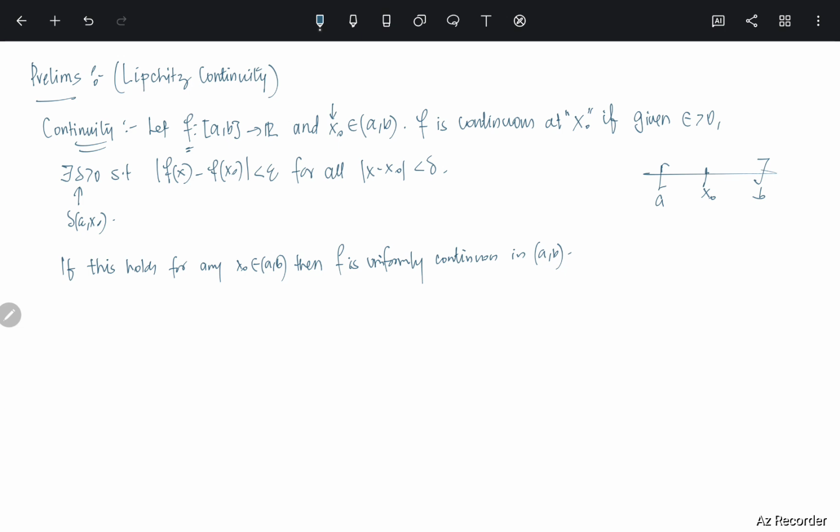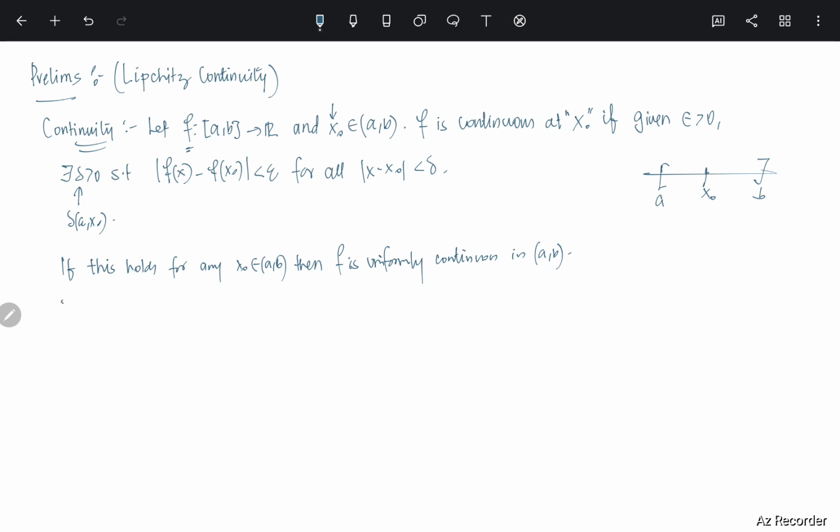So essentially what I am trying to say is this. For a point x naught, if you are given an epsilon, you have to find a delta which depends on the epsilon and the point x naught, such that |f(x) minus f(x naught)| can be made less than epsilon for all |x minus x naught| less than delta. This is what you need to do to show that f is continuous. And if for any epsilon greater than 0 you can find a delta which is independent of x naught, then we say it is uniformly continuous in the whole interval [a, b]. So basically it is independent of any such point.